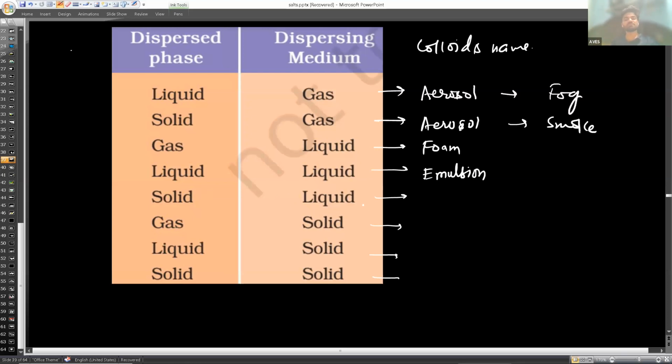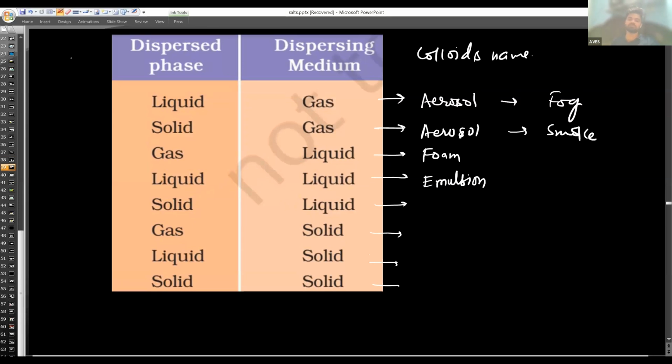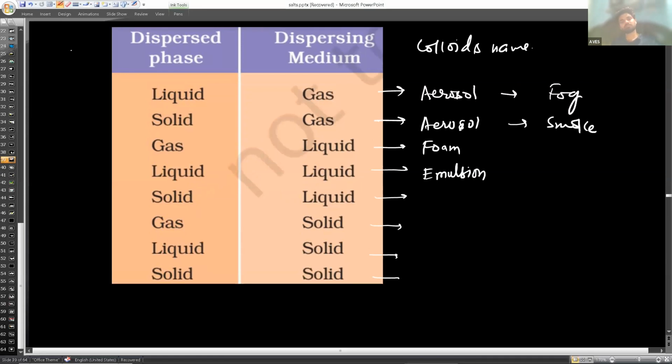Yes, any other? Solid plus liquid. Anam, are you there in the class? Solid plus liquid is sol. Yes or no? Yes, sir. Okay. Solid plus liquid is sol.